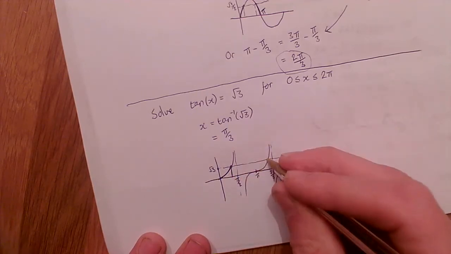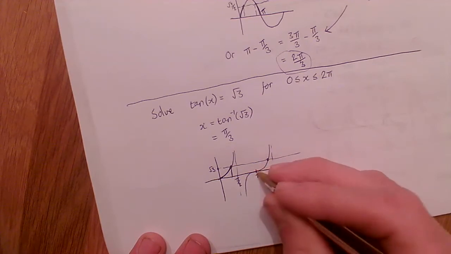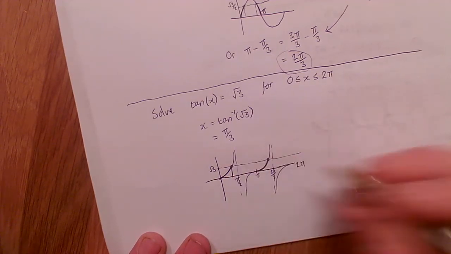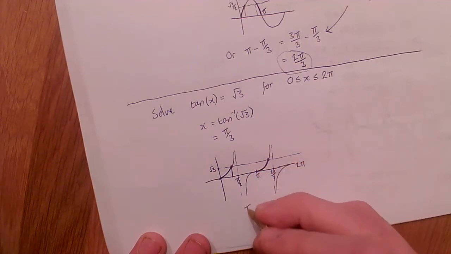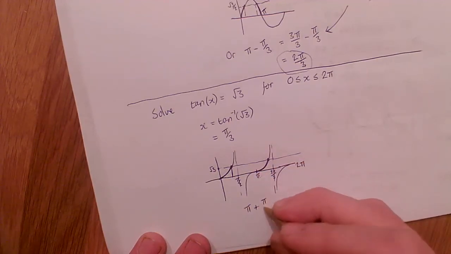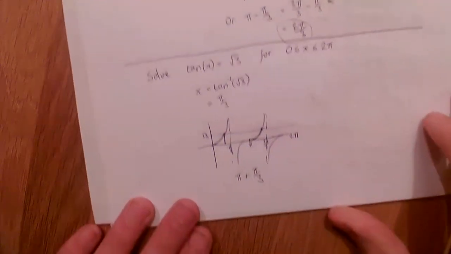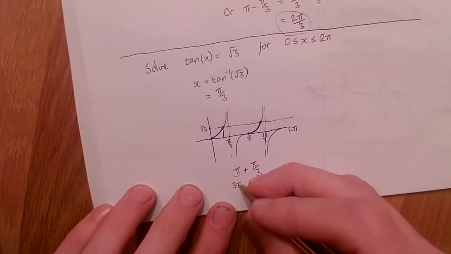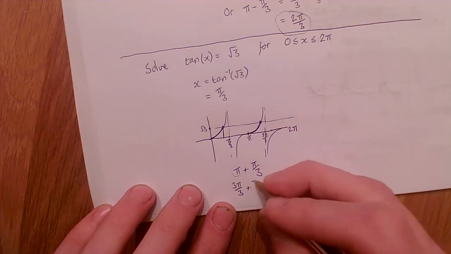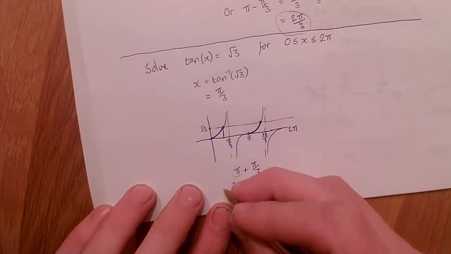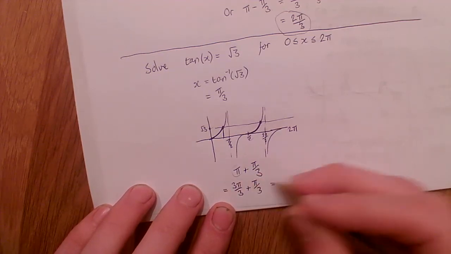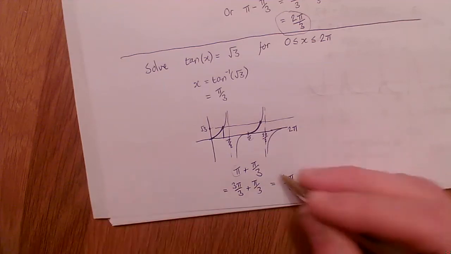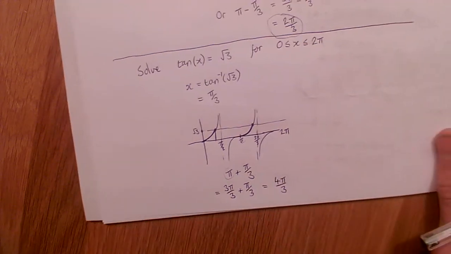Our second value is along here. So that's exactly the same bit of graph as we had there. So we're doing pi plus pi over 3 here. Now, based on what we did last time, this one here is 3 pi over 3. We're adding another pi over 3. So altogether, we've got 4 pi over 3. So our exact answer is 4 pi over 3, or 4/3 of pi.